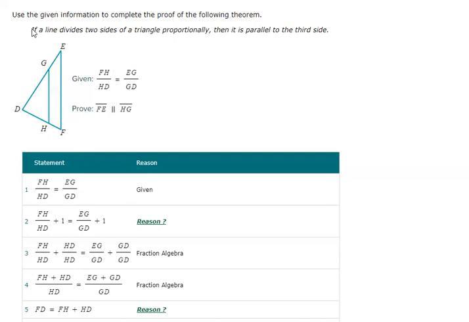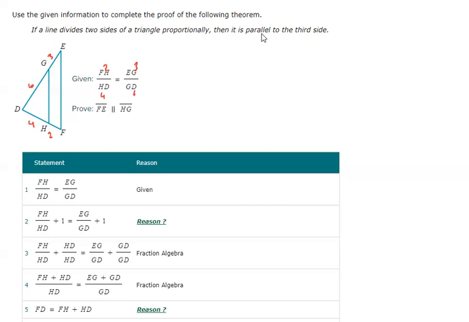So what we are trying to do is, if a line divides two sides of a triangle proportionally, then it is going to be parallel to the third side. So what does that look like? Let me give an example of what they are trying to ask. If the ratio of FH, let's say this is 2, to HD, this is 4, so the ratio of FH to HD is 2 to 4. And the ratio of EG to GD has to be the same. So let's assume this is 3, so that means this is going to be 6.